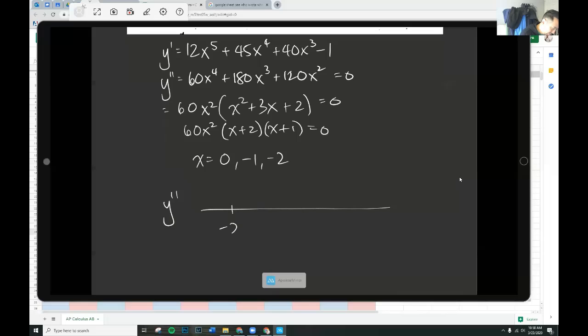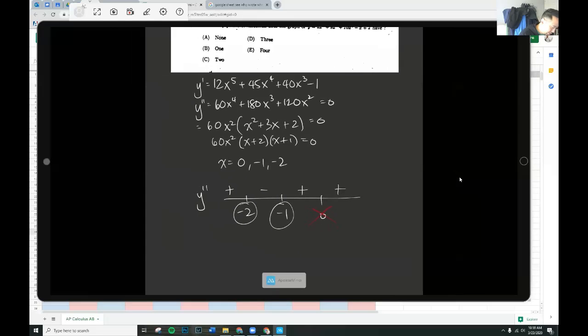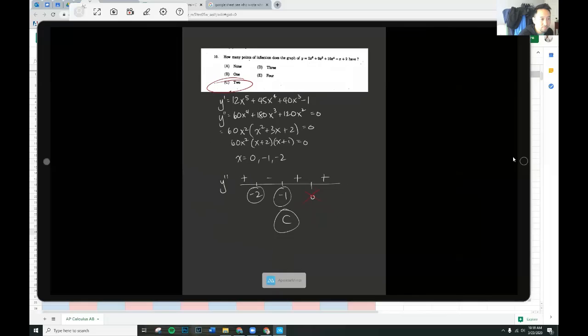So I have negative 2, negative 1, and 0. And if you did the test, I believe you'll get a plus here, a minus here, a plus here, and a plus here. So it looks like it changes direction at this guy and at this guy, but not at 0. It remains positive, plus plus, right? So my points of inflection would be, I have 2 points of inflection, which is choice C, or letter C. Okay.